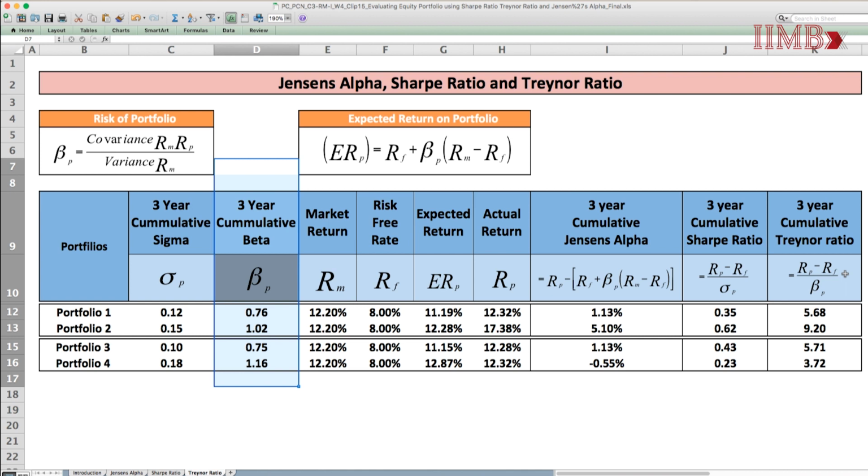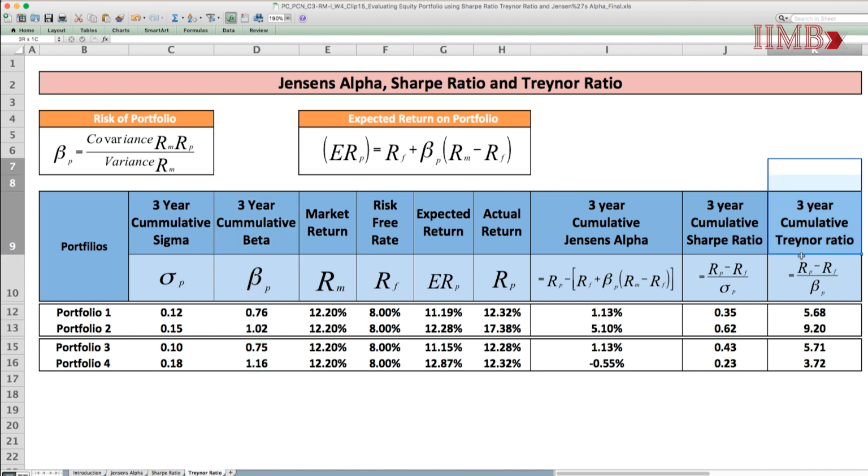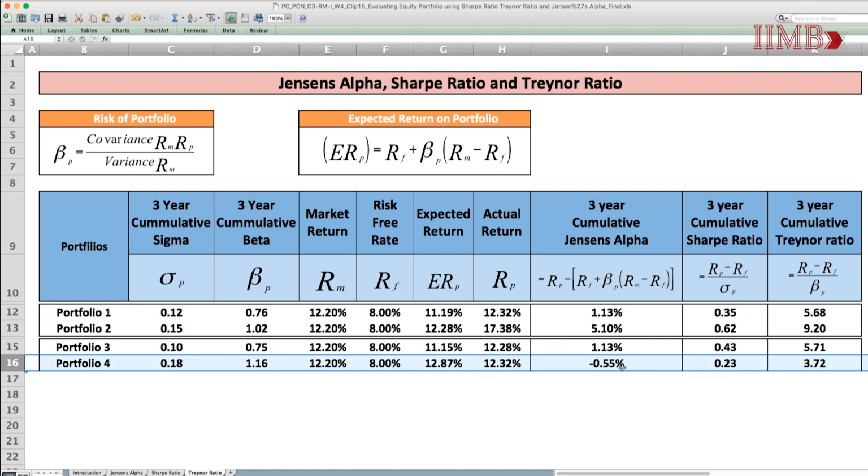So very simple arithmetic, and the Treynor ratios for the 4 portfolios are 5.68, 9.2, 5.71 and 3.72. Now remember, it just reinforces decisions that we took earlier. Portfolio 4 has a negative Jensen's alpha, it has the lowest Sharpe ratio and the lowest Treynor ratio, so you don't want to put your money in portfolio 4.